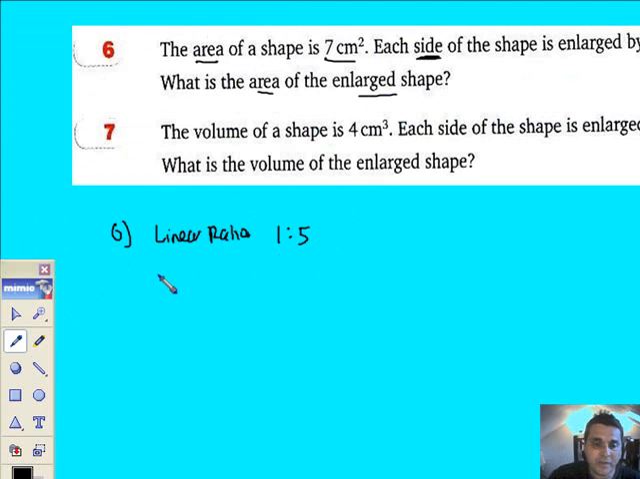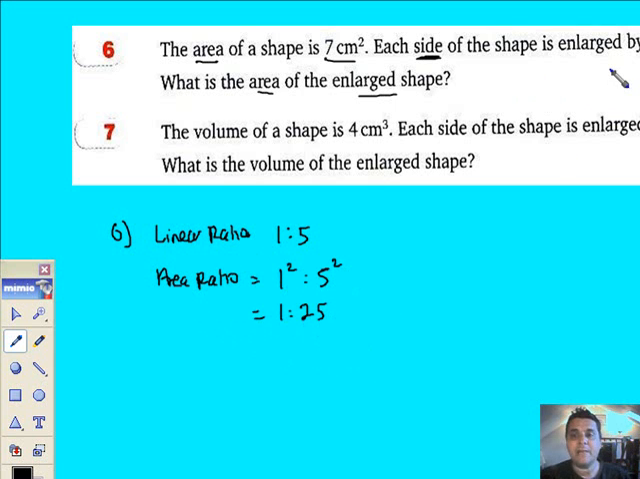Now you should recall that the area ratio is going to be the linear ratio squared. In other words, 1 squared compared with 5 squared. In other words, 1 to 25. So in terms of area, the bigger shape has an area 25 times as large as the smaller shape.